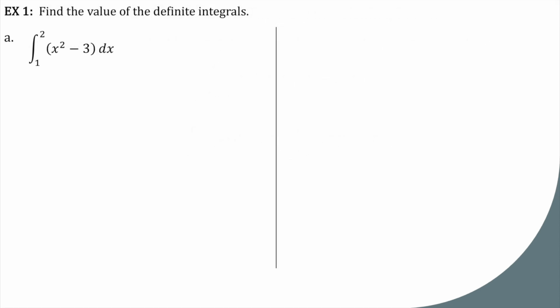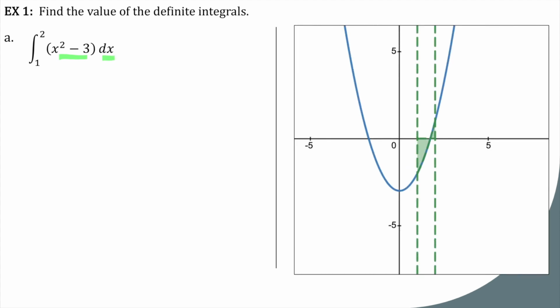All right, so let's give this a shot. We have the area under the curve from 1 to 2 of x squared minus 3 dx. So this is what this looks like graphically. X squared minus 3 is this parabola, and the area under the curve from 1 to 2 is these little green spots that I've colored in here. That's what we're trying to find.